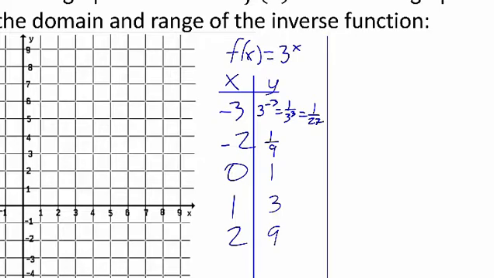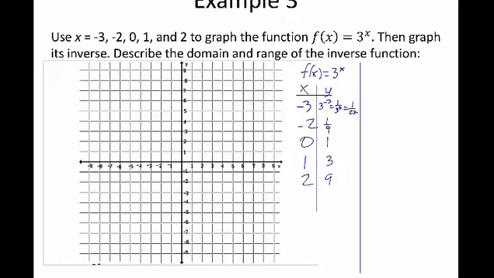And we're going to plot those points as best we can. So on our graph, we'll go to -3, 1/27. That is a very small number, so we're just going to put it really close to y equals 0. Then for -2, 1/9, that's also pretty small, but we'll put it a little higher. At 0, we're up at 1. At 1, we're at 3. At 2, we're up at 9. And so we're going to draw a nice smooth curve connecting these. And that's one of those exponential graphs we were looking at earlier.